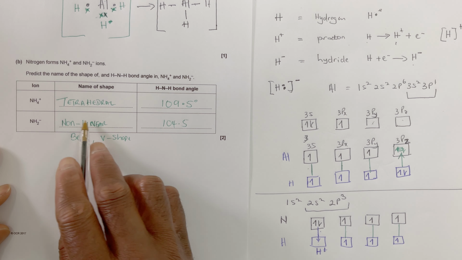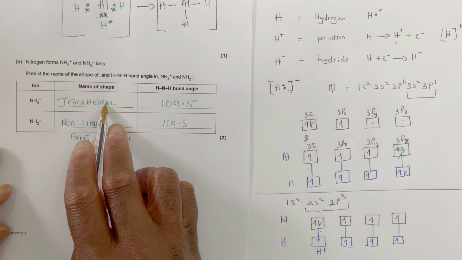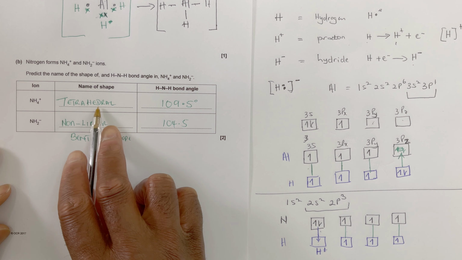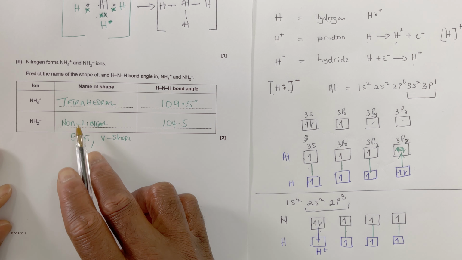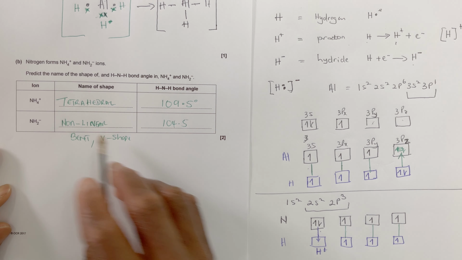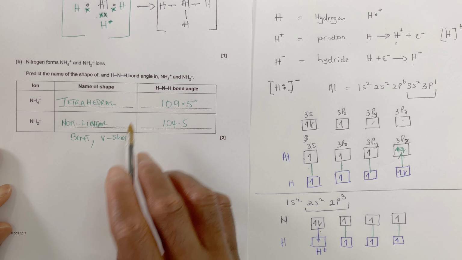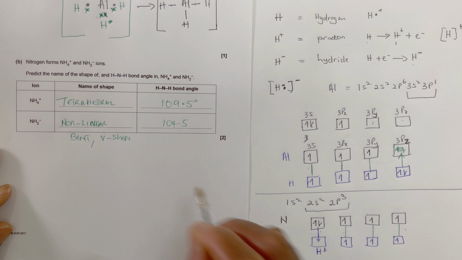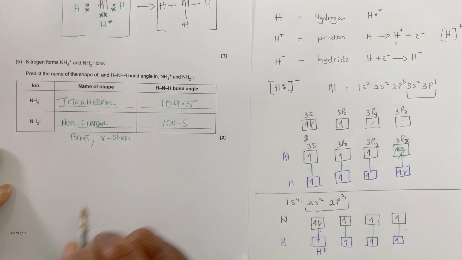Yeah, and that shape is tetrahedral because you don't have any lone pairs. Because there's no lone pair, it's tetrahedral. All bonding pairs. So there's 4 bonding pairs, and that's why it's 109.5 degrees.